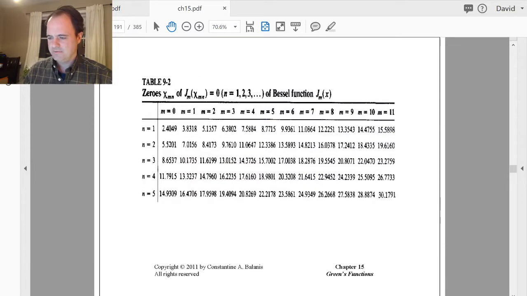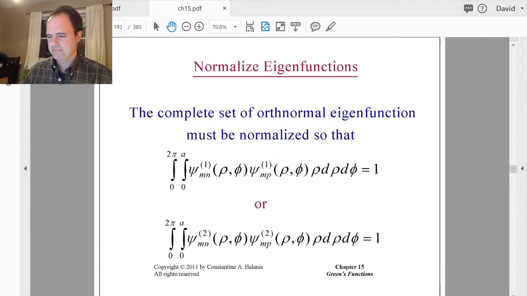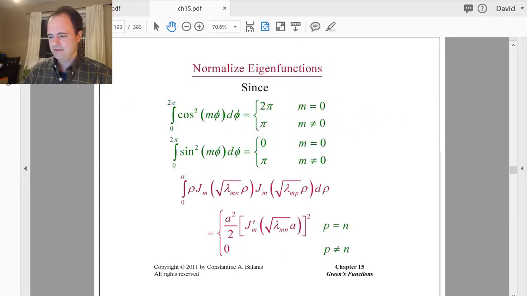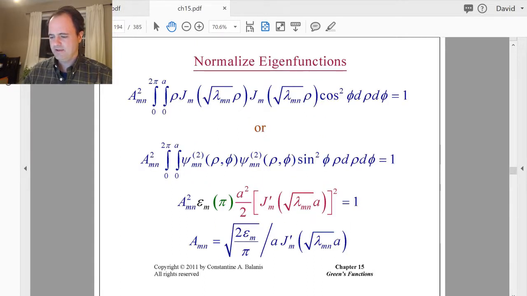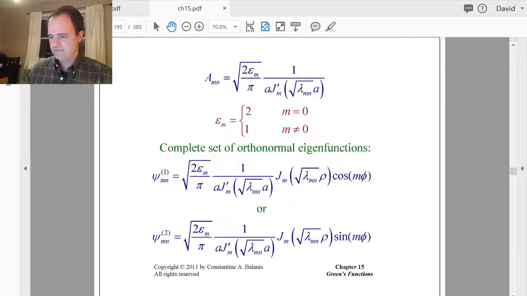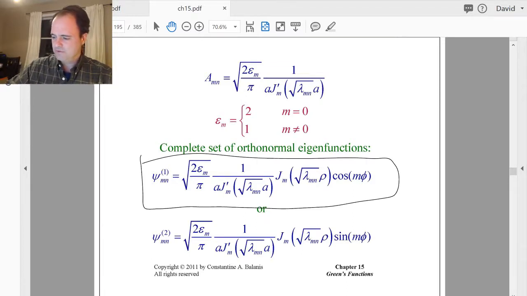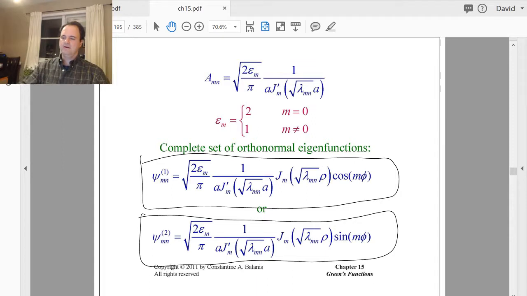All right, and here's a plot of the zeros of the Bessel function. We have to normalize these functions, these eigenvectors or eigenfunctions. So that's not so difficult to do. We can easily do that. And we find that my a's that normalize this are given by this, so that we can write then phi1 as this and phi2 as this. And those are now fully normalized, two different solutions.